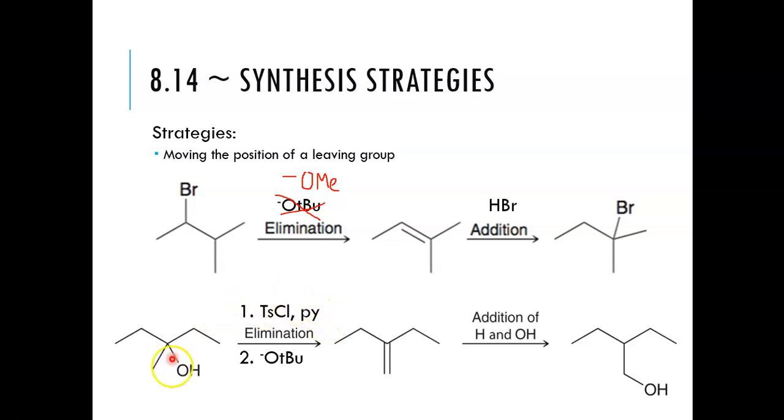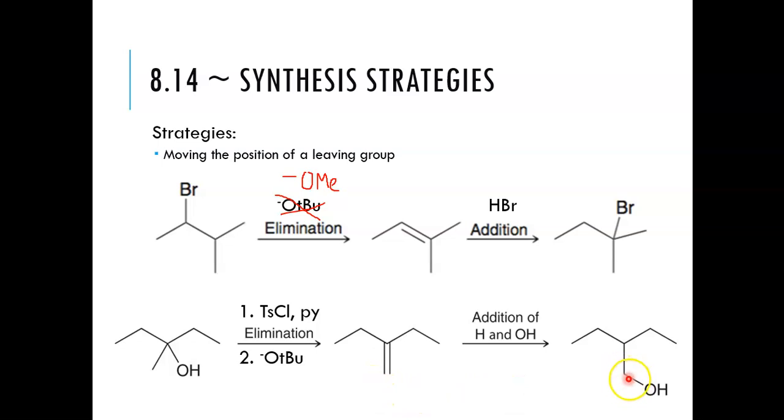So remember, our alcohol is not a good leaving group, so we had a section on how to make it into a better leaving group in our last chapter. And then we have our tert butoxide, which will give us our Hofmann product with our less substituted alkene.